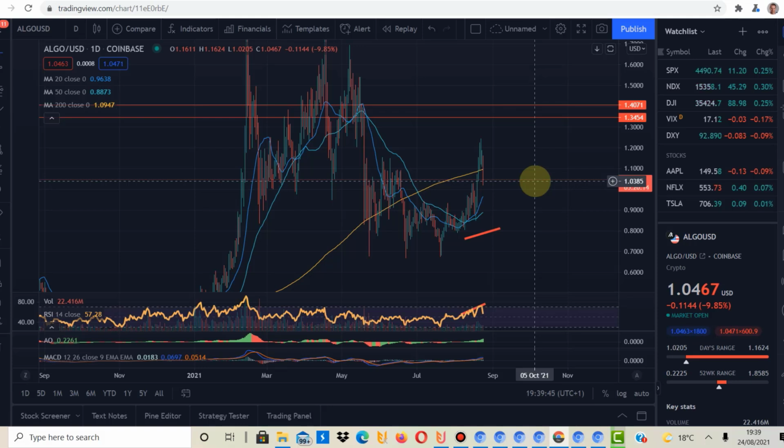I only bought some Algo coins a few days ago, and again, I'm bullish. It might take a little bit longer for it to pick up, but I think a breakout to the upside will be imminent. At least I hope so. And all the indicators are telling me that that could be coming.